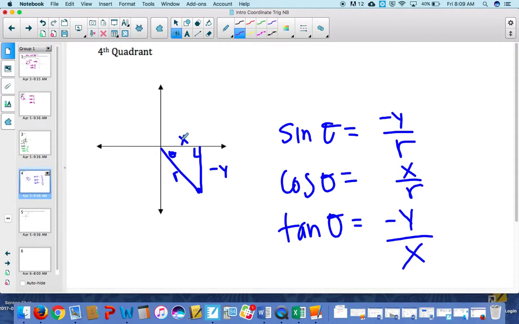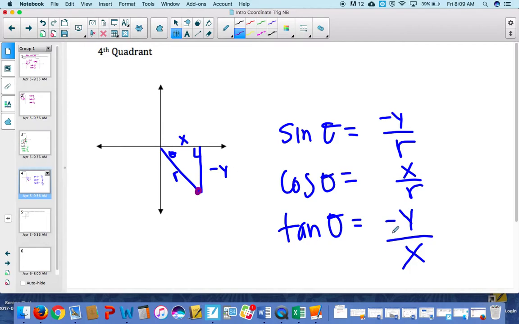On the fourth quadrant, we're going down here, picking our point, drawing a perpendicular line. We always go to the x-axis with the perpendicular line. Here's my length of r, my length of x. Sine of theta is going to be negative y over r, cosine is x over r, and tangent is negative y over x.